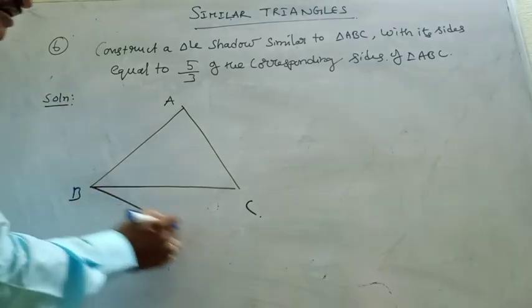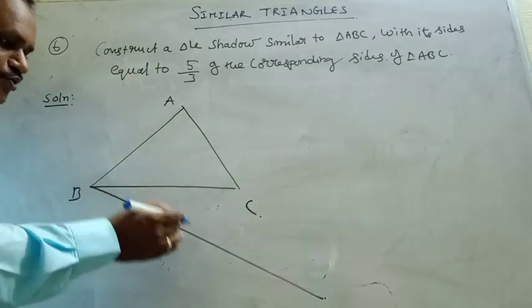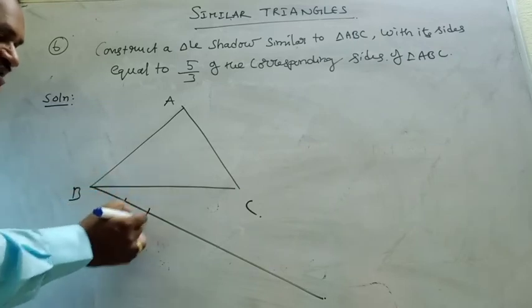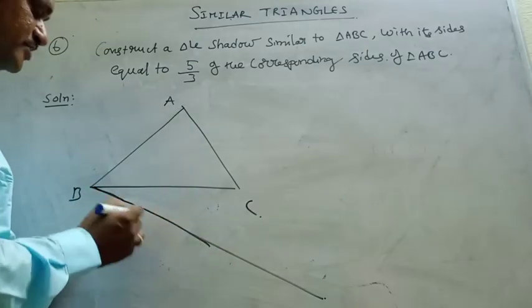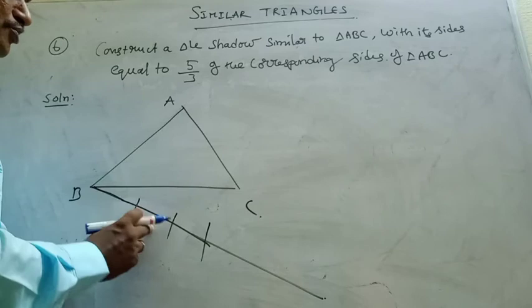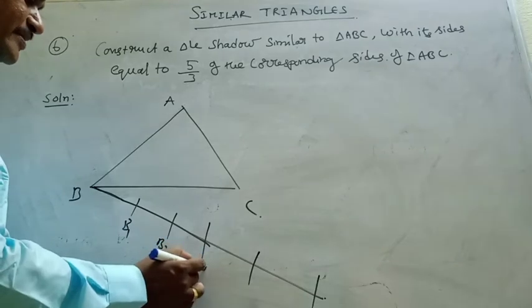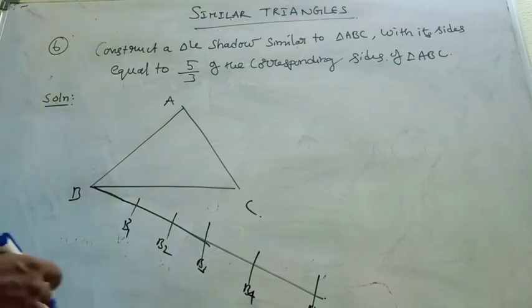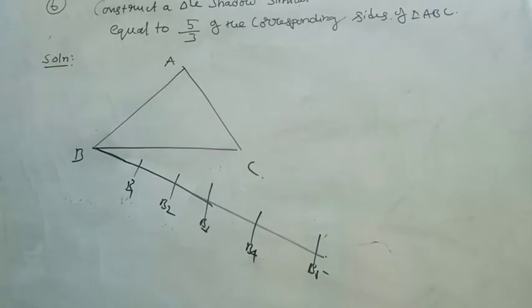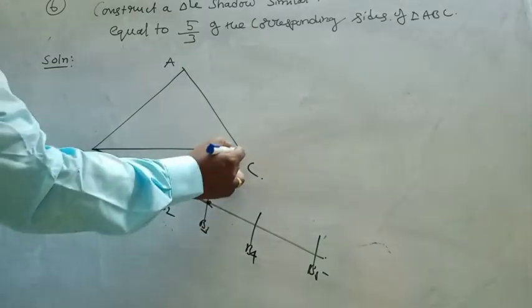Okay, fine. Step 1 is draw the triangle. Step 2 is draw an acute angle to B, and divide that into 5 equal parts, since 5 by 3 is there. You divide that into 5 equal parts: 1, 2, 3, 4 and 5. Now this is B1, B2, B3, B4, B5, 5 equal parts you do. Right, my dear students? Wonderful. Once you do this, now what we do is you just join B3 to C like this.